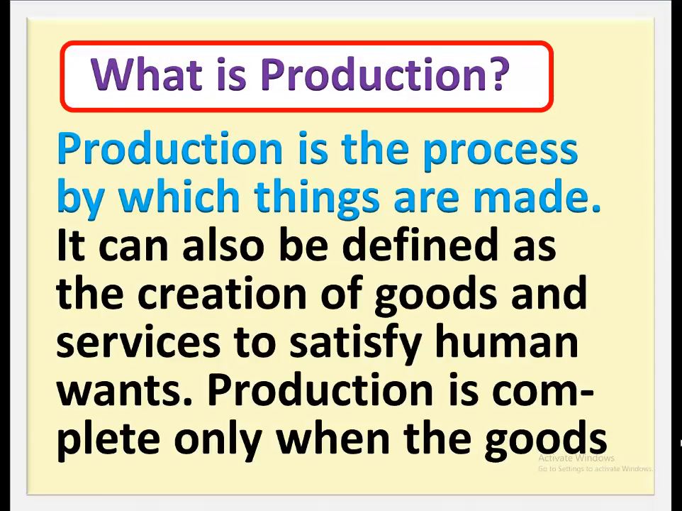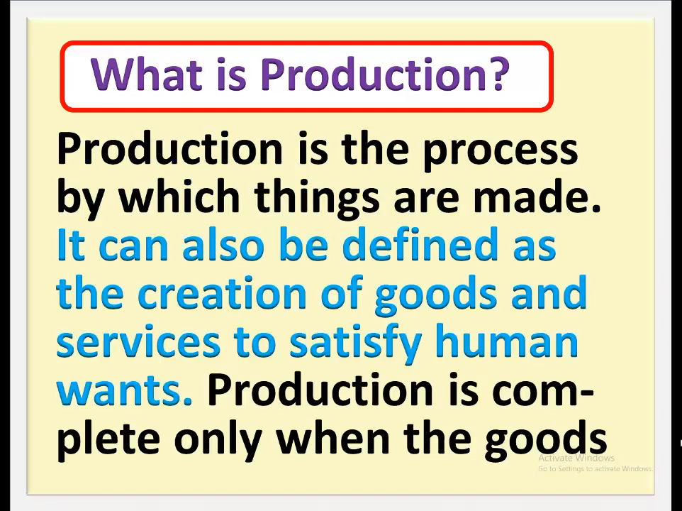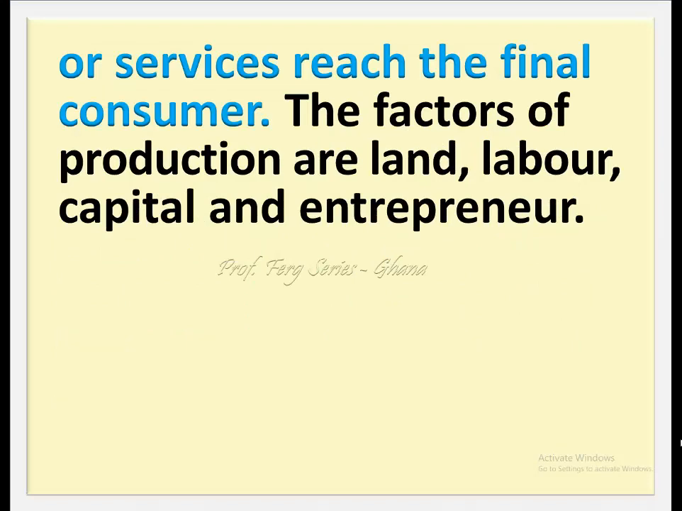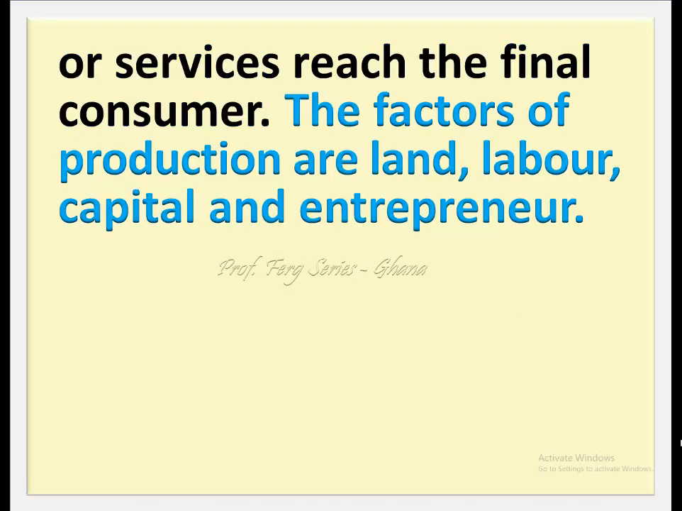What is production? Production is the process by which things are made. It can also be defined as the creation of goods and services to satisfy human wants. Production is complete only when the goods or services reach the final consumer. The factors of production are land, labor, capital and entrepreneur.